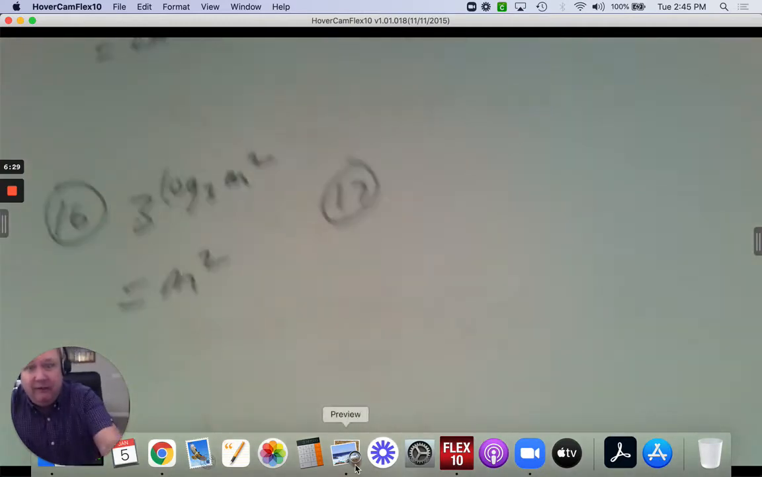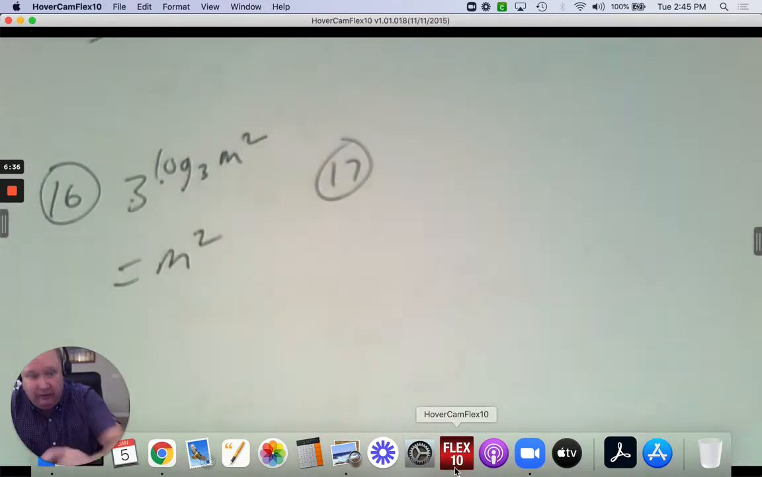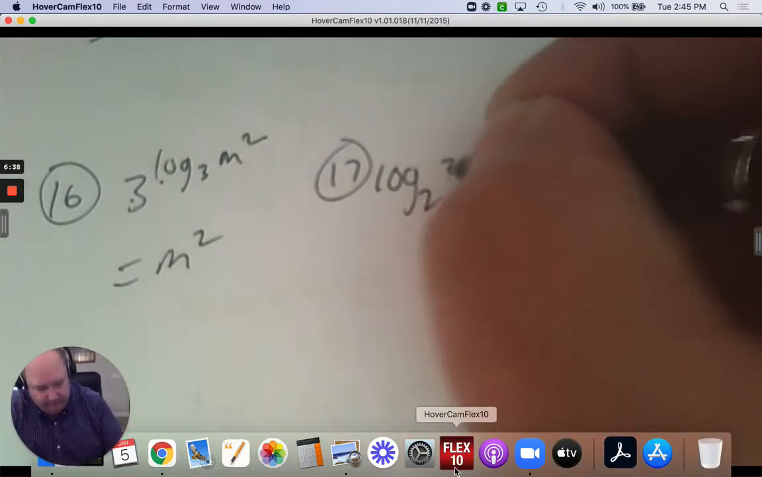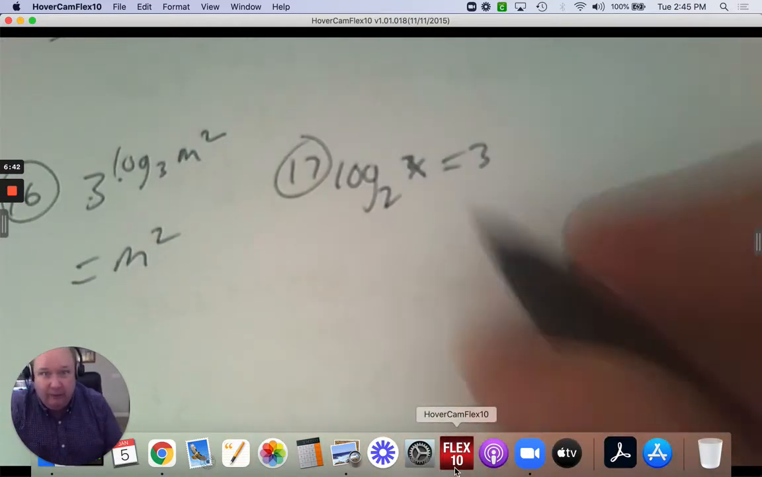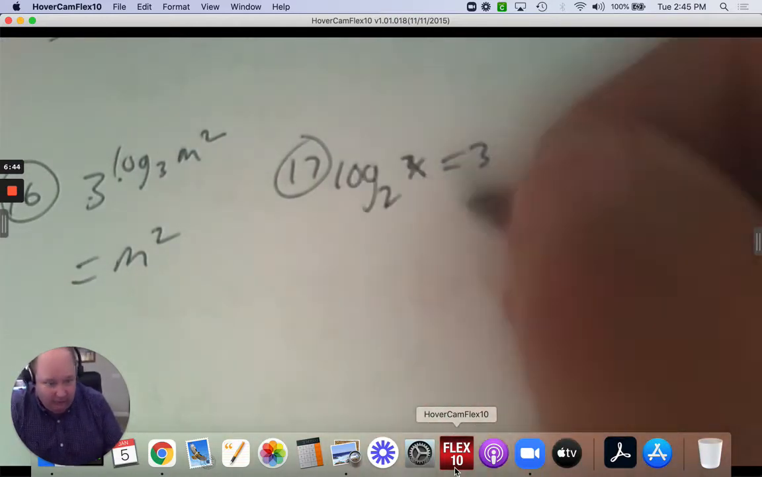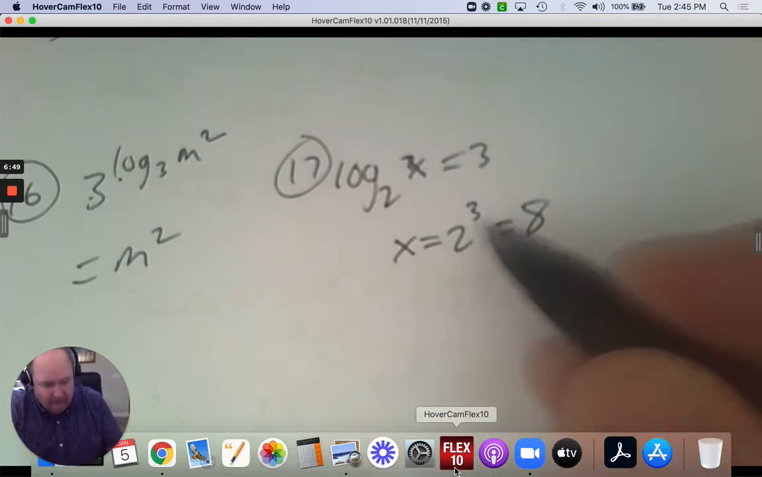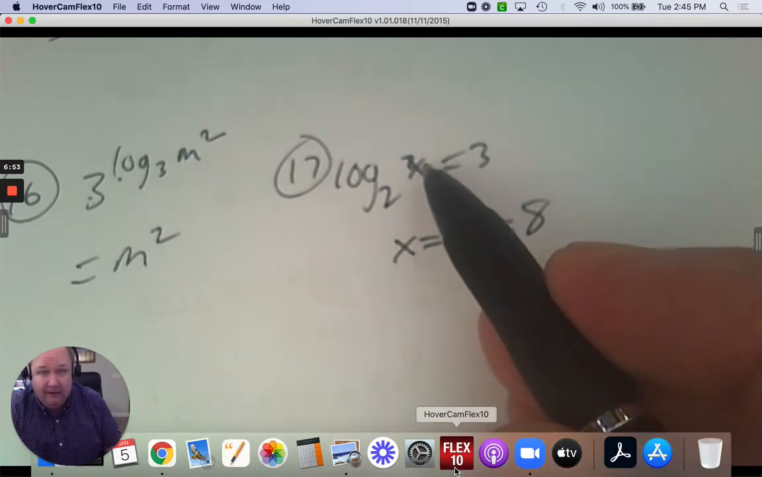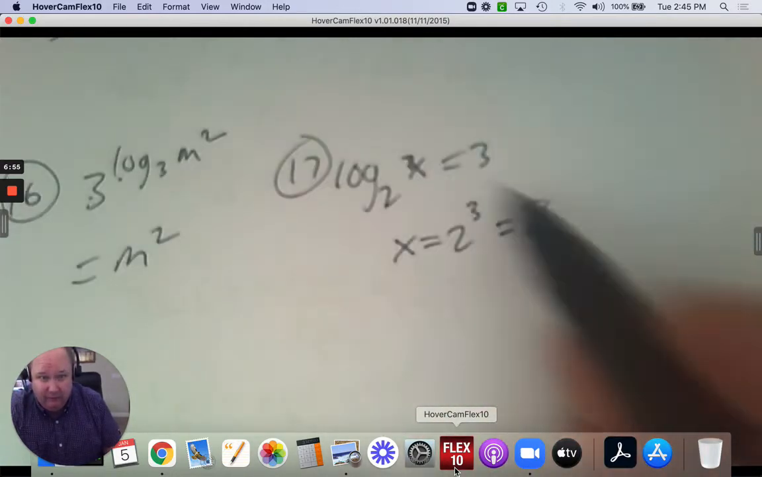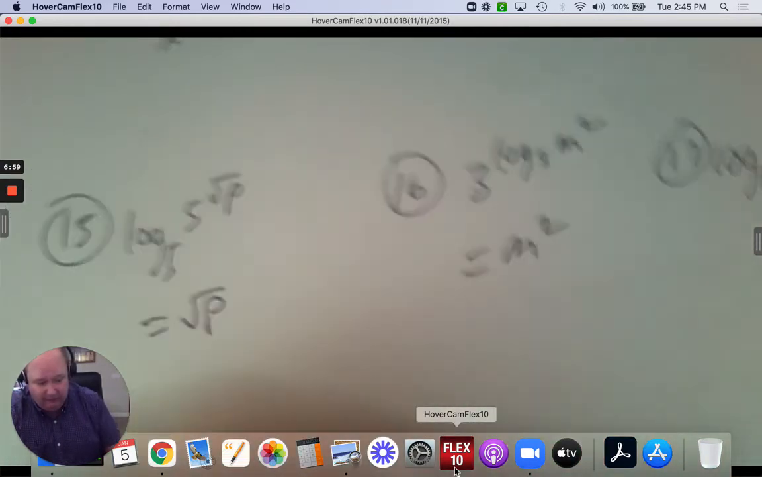Number 17, you have to solve an equation. So log base 2 of x equals 3. Can you solve this equation? To solve it, we're going to write it as an exponential. So what's inside the logarithm, the base and the exponent, and then 2 cubed is 8, and you have your answer. Be careful for a logarithm. It has to be a positive answer when you plug it back in. So there could be what's called an extraneous solution here that we have to be careful about.